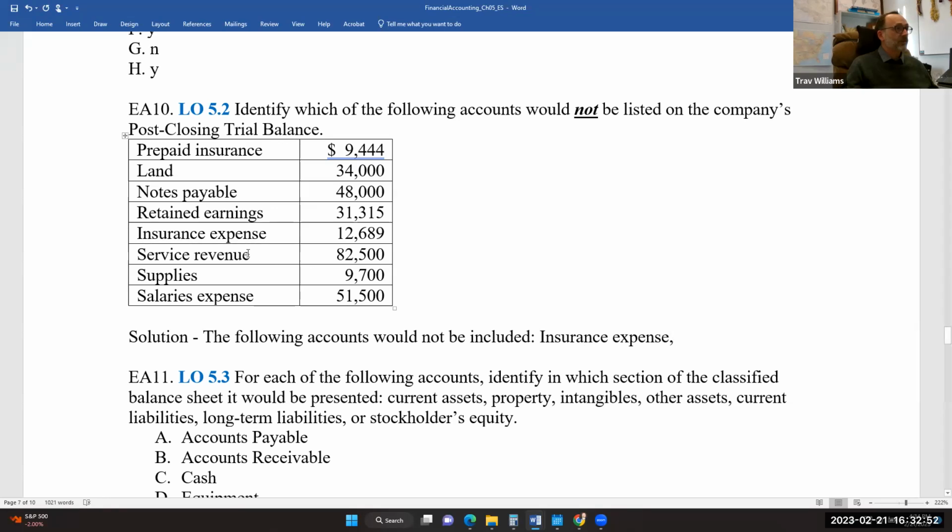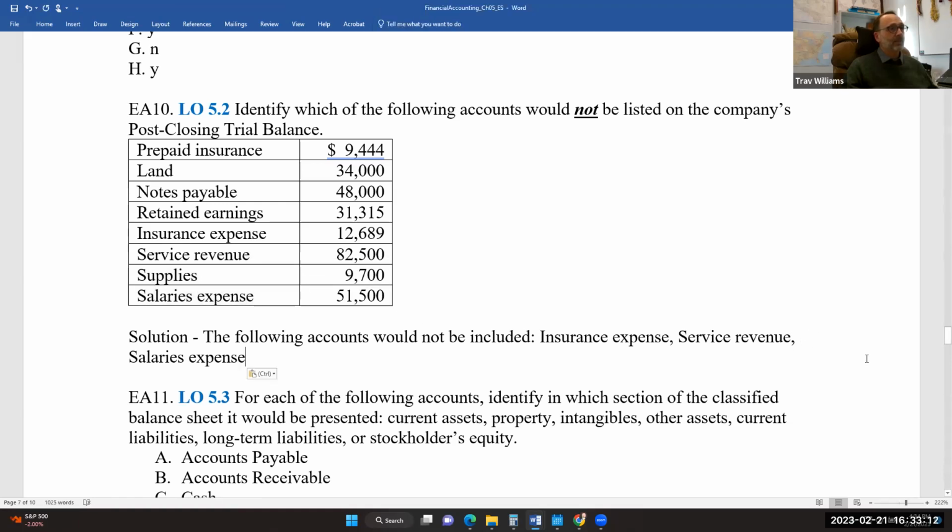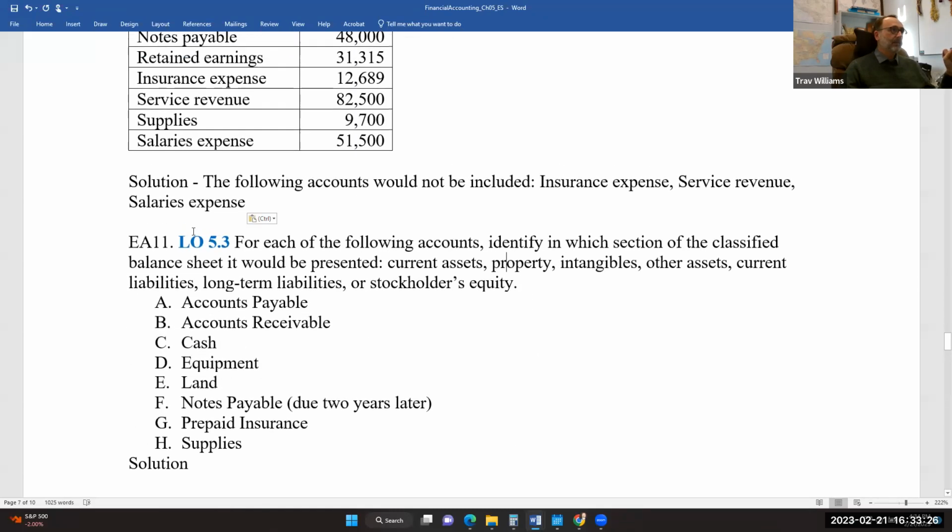What else? Service revenue, same thing. It would also be closed out and would not be on the post-closing trial balance. Supplies are an asset, so they will be on the post-closing trial balance, but salaries expense is another expense, so that is our third account that will not be on the post-closing trial balance. So the answer is insurance expense, service revenue, salaries expense. All right, moving on to 11.